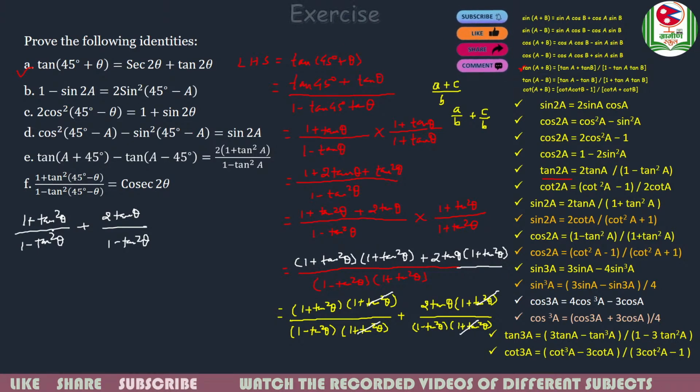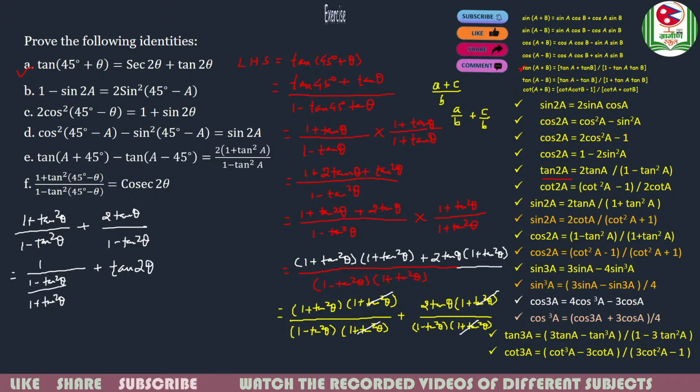Okay, so we know cos 2a equals how much? Cos 2a in terms of tan: cos 2a equals (1 minus tan square a) upon (1 plus tan square a). So we can write this as 1 upon (1 minus tan square theta divided by 1 plus tan square theta), and then plus 2 tan theta upon 1 minus tan square theta. Here tan 2a equals 2 tan theta divided by 1 minus tan square theta.